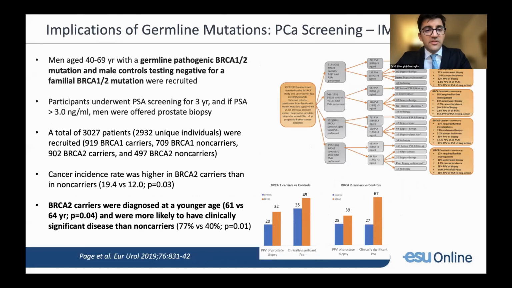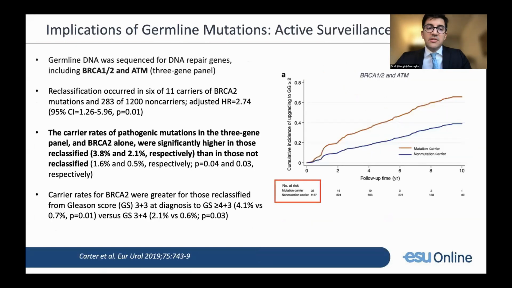And this has implications for prostate cancer screening. We can see that men with pathogenic germline variants in BRCA1 or BRCA2 actually can be considered the ideal candidates for systematic prostate cancer screening programs, and the positive predictive value of a prostate biopsy or of the PSA itself is substantially higher in BRCA2 and BRCA1 carriers as compared to control. Of note, also in this prospective series, BRCA2 carriers were diagnosed at a younger age and were more likely to have clinically significant disease compared to non-carriers.